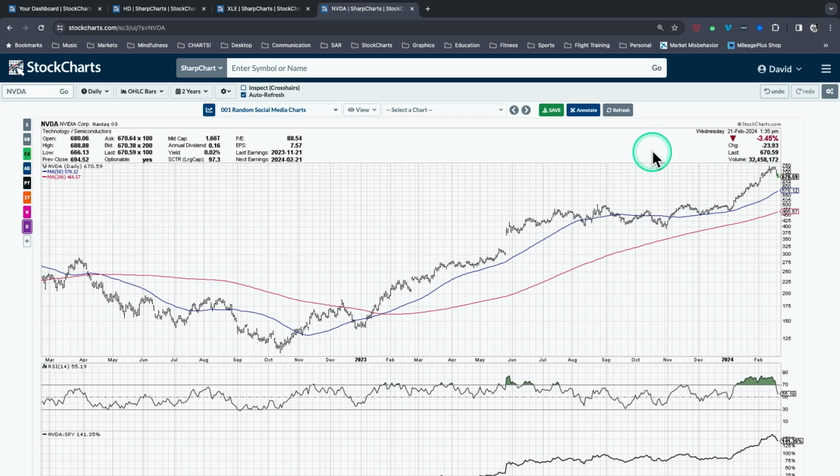Now, the problem is what happens when NVIDIA continues to go up and continues to go up, and what happens if you're concerned about that? Well, a common strategy, which I've talked about with some of my option-related guests, is what's called a covered call strategy.